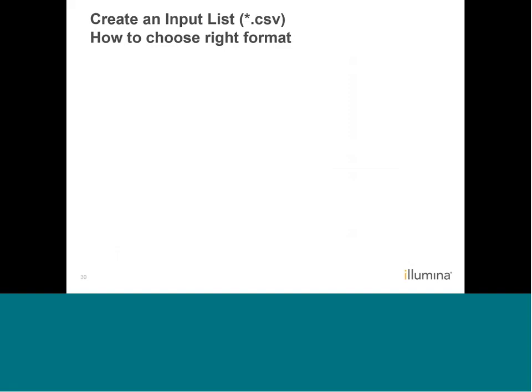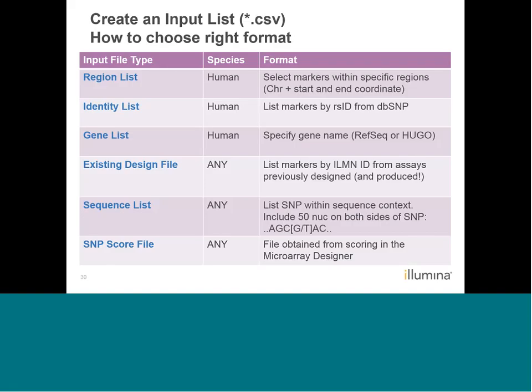So how are we going to choose the right format? There's several different ways to specify the markers of interest. So let's briefly go over the different file types. An identity list is probably the easiest if you have RSIDs from dbSNP. You can also choose a region of the chromosome by specifying the chromosome and a start and end coordinate, and you can specify a gene name from RefSeq or Hugo.